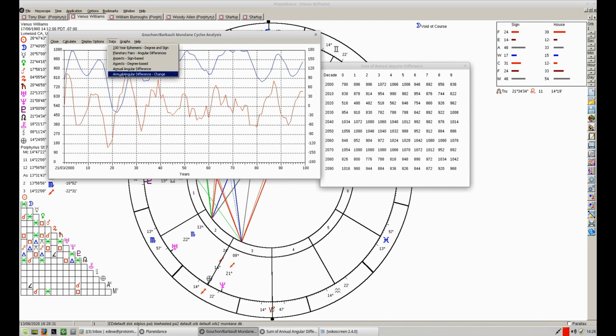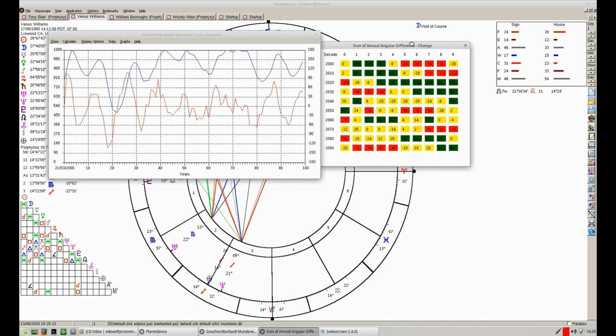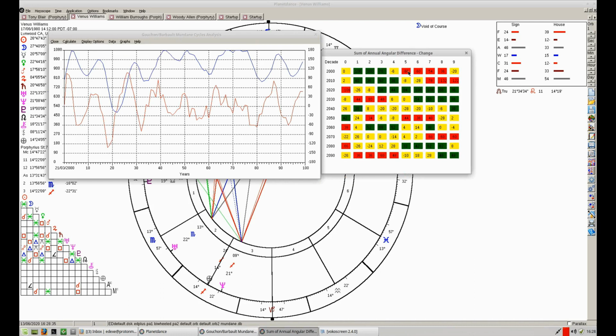You can also show the change, and there's emphasis given to rapid changes due to fall or rise. Green is a rising change and red is a falling change. Where periods of time or years where there's relatively little change are highlighted in yellow.